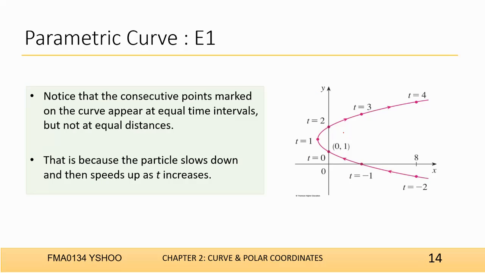Next, notice that the consecutive points marked on the curve appear at equal t intervals, but not at equal distances. This is because the particle slows down and then speeds up as time increases. So it speeds up, then when it gets to the corner, it slows down. Just like when you drive along a corner, you cannot be speeding up. If you speed up, there is a chance that you will crash.